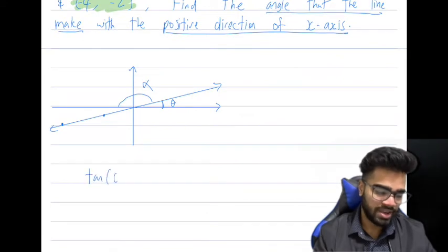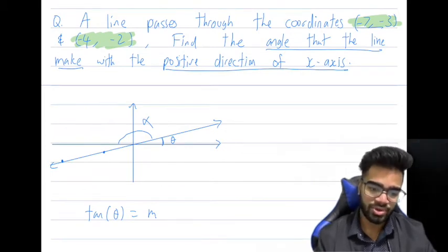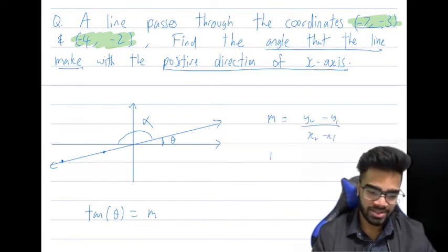We know that tan theta is equal to m, right? So what is the gradient of this line? Well, we learned it last lesson, right? If we have 2 coordinates, we can use the equation y2 minus y1 over x2 minus x1 to find the gradient. So let's do it.